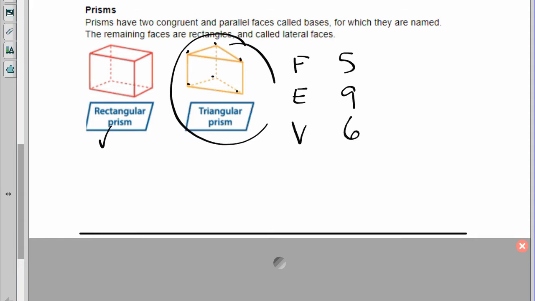Now these faces can be broken down further into bases and lateral faces. Lateral means side. And of course it has 2 bases, all prisms do. And then the remaining faces are lateral faces, side faces.